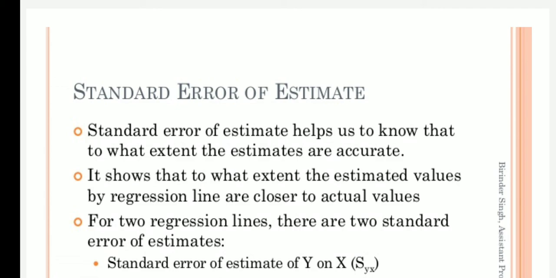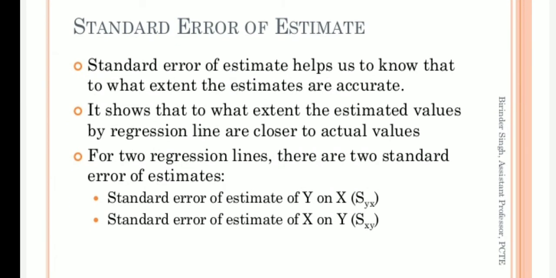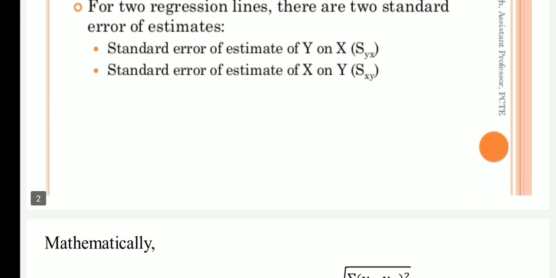See, actually x and y values are given. These are the known values, and y, the dependent variable, depends on x. By solving these, we get some equations, and hence we find the regression line. To test how far that regression line is from the actual values, we use the standard error of estimate. So for two regression lines, there are two standard errors of estimate.